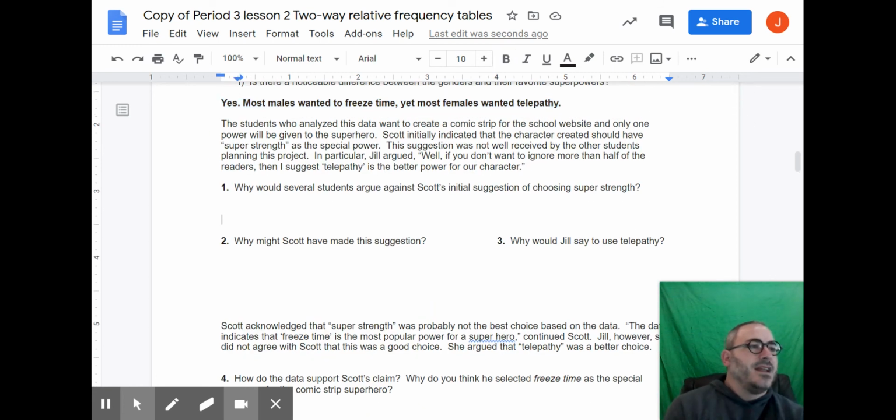The students who analyzed this data wanted to create a comic strip for the school website, and the only one power will be given to the superhero. Scott initially indicated that the character created should have super strength as the special power. This suggestion was not well received by the other students planning this project. In particular, Jill argued, well, if you don't want to ignore more than half of the readers, then I suggest telepathy is the better power for our character. Why would several students argue against Scott's initial suggestion for choosing super strength?